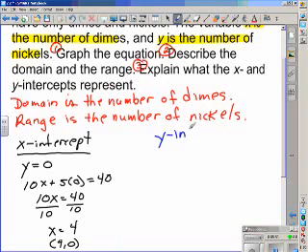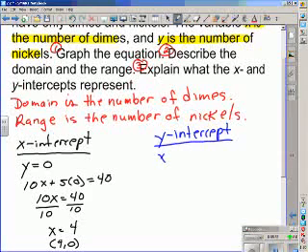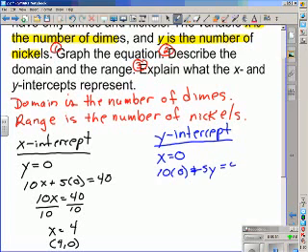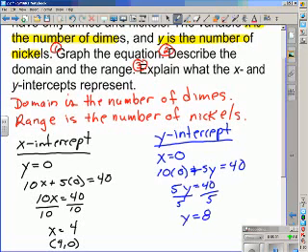To find the y-intercept, we set x equal to 0. Some teachers like to call this the 0, 0 method because we end up substituting 0 in twice. Substituting 0 in for x, that'll give us 10 times 0 plus 5y is equal to 40. And we solve the equation 5y is equal to 40 by dividing each side by 5, giving us y is equal to 8. And that gives us the ordered pair (0, 8).